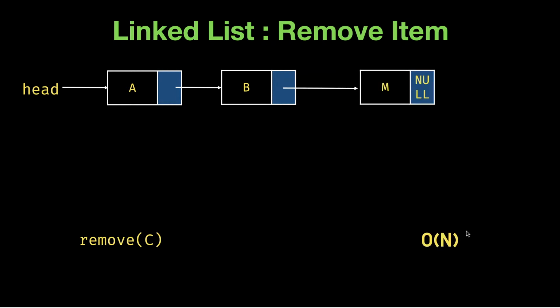This is also O of n, because in the worst case, if the item to be deleted is towards the last position, in the second last or the last position, then we will have to traverse through every node in the linked list to reach that item, and that is clearly O of n.